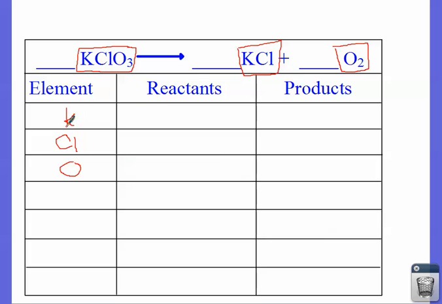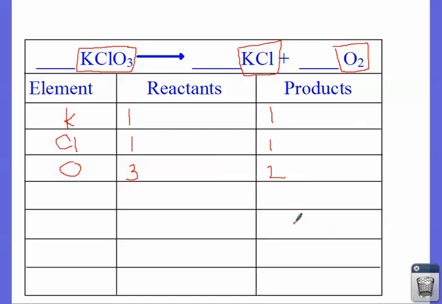And then I count up how many of those elements I have in the reactant side, and then how many of those elements I have in the product side. So right now I have 1 K, I have 1 Cl, and I have 3 oxygen atoms. And on my product side I have 1 K, I have 1 Cl, and I have 2 oxygen atoms. Alright, so this is kind of cool. This one looks like it's going to be pretty easy because I'm already balanced here and I'm already balanced there. So all I need to do is figure out how to get just one more oxygen.